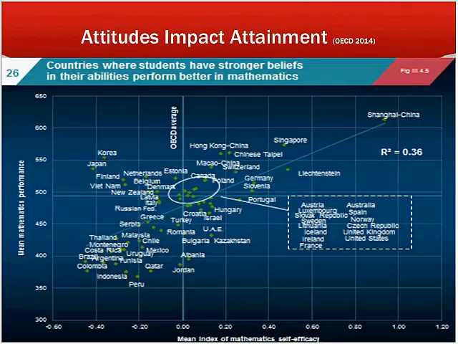Not surprisingly, we know that in countries where students have stronger beliefs in their abilities, they perform better in maths. And I think that's universal to life, isn't it? If you believe that you're going to achieve something, then the chances are that you are going to achieve it, or you've got a much better chance of achieving it. This was taken from an OECD study in 2014.